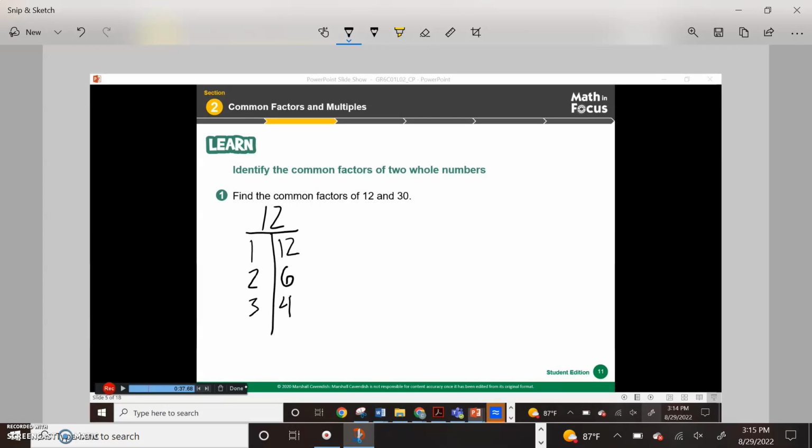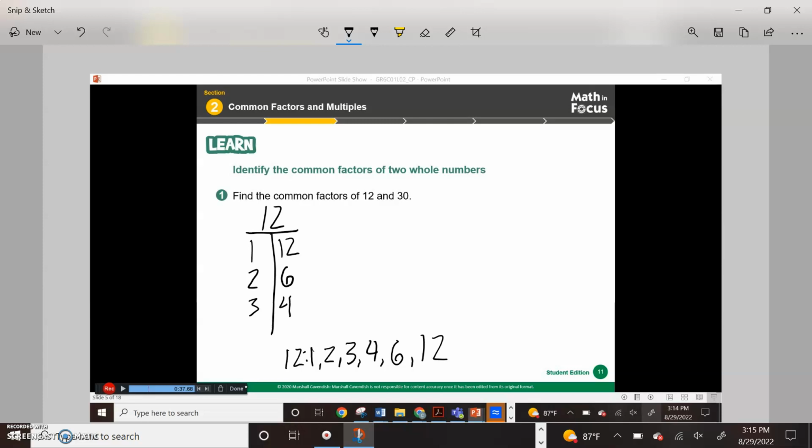Now the key question is, how do I know when I've listed all my factors? Whenever there's not any other number between the left and the right side of the table, that means you've listed all your factors. So the factors of 12 are 1, 2, 3, 4, 6, and 12.